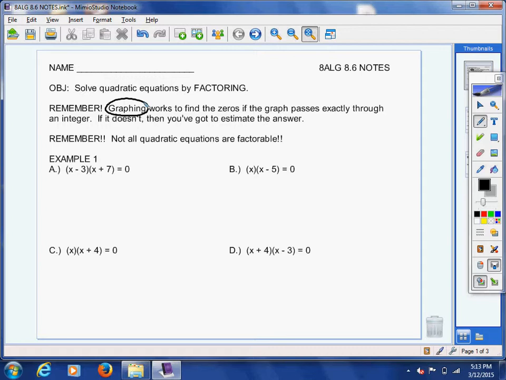And then factoring is our second strategy. So that's what we're going to be doing in this particular section, 8.6, is learning how does factoring help me figure it out. So the problem with factoring, much like graphing, is that not every quadratic equation is factorable. So that's not an option for something you can't factor. So let's focus in on example 1.